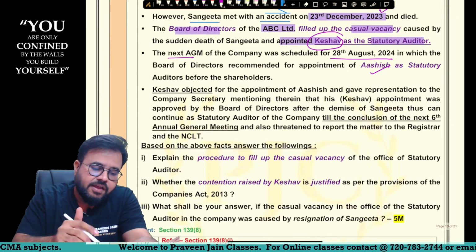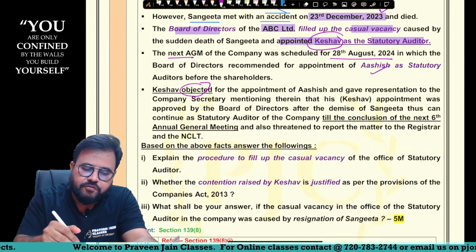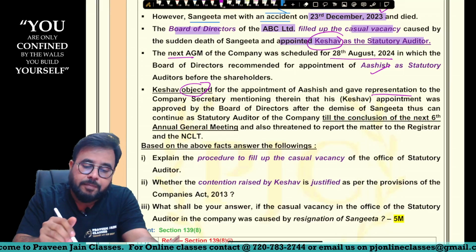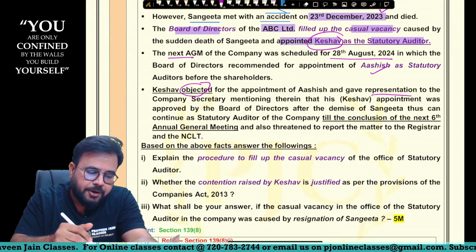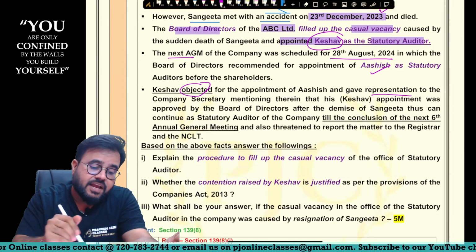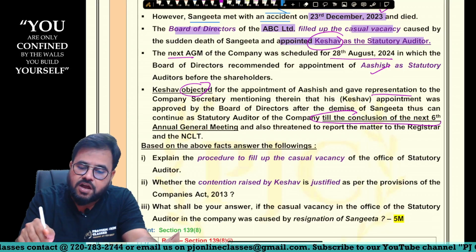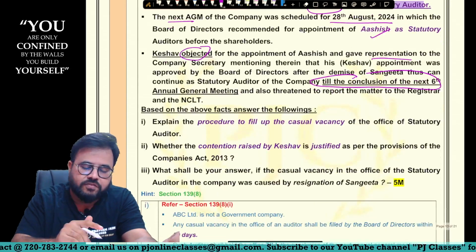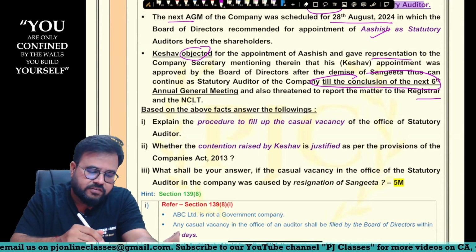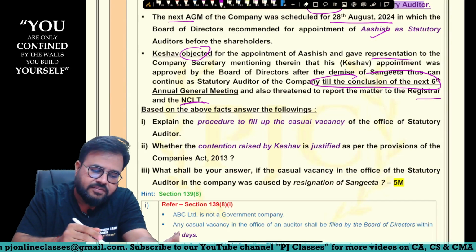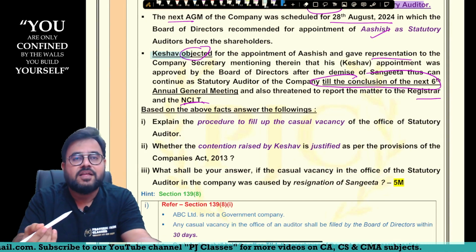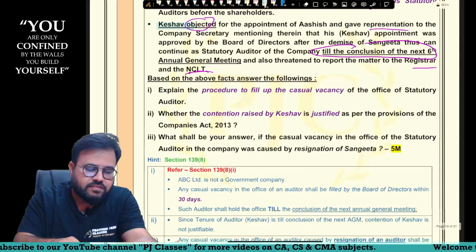Very fair enough. But Keshav has objected to the appointment of Ashish and gave a representation to the company secretary, mentioning therein that Keshav's appointment was approved by the board of directors after the demise of Sangeeta. Thus, he can continue as a statutory auditor till the conclusion of the next 6th AGM. No, this is not allowed, sir. He also threatened to report the matter to the registrar and NCLT, sir. Can I say, Mr. Keshav, you are a chartered accountant. You should have a little bit of company law knowledge, sir. And so obviously, all this is completely wrong.